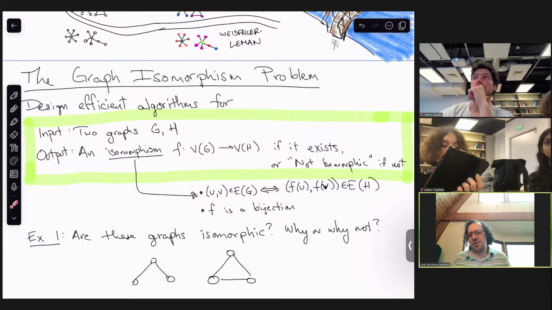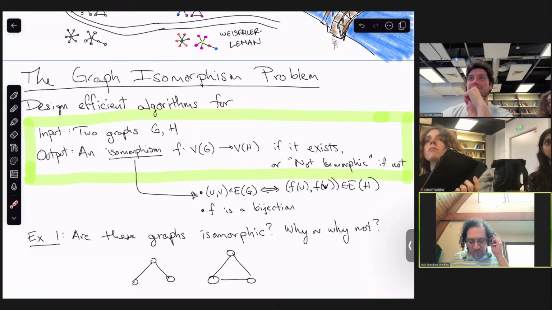Okay, I'll give you the spoiler. They're not isomorphic, right? Okay, but why? Why is it that any bijection from the vertices of this one to the vertices of this one cannot have this property that it maps edges to edges and non-edges to non-edges?